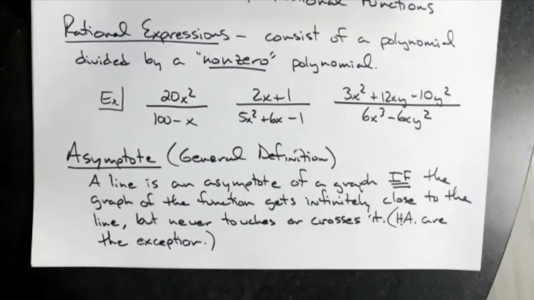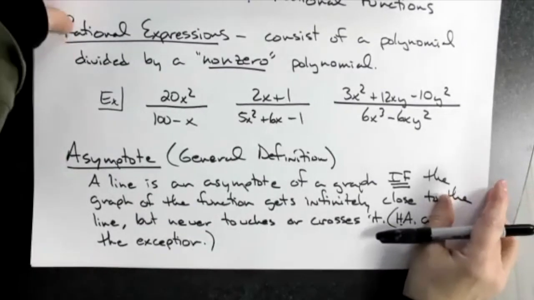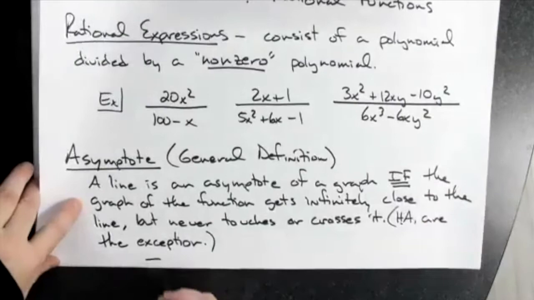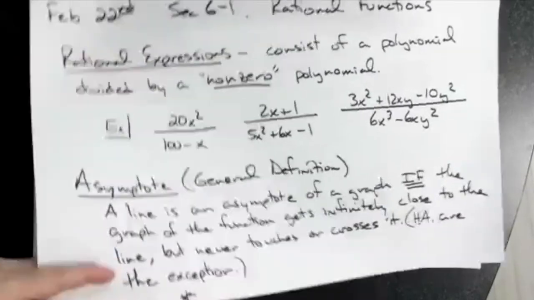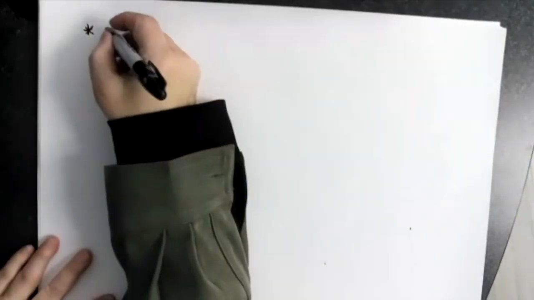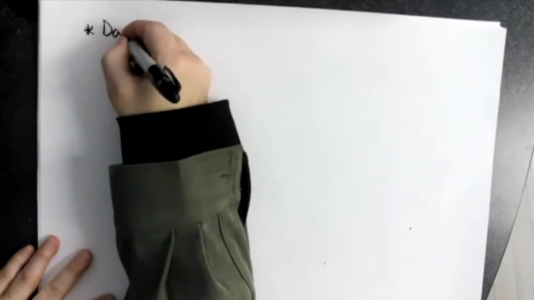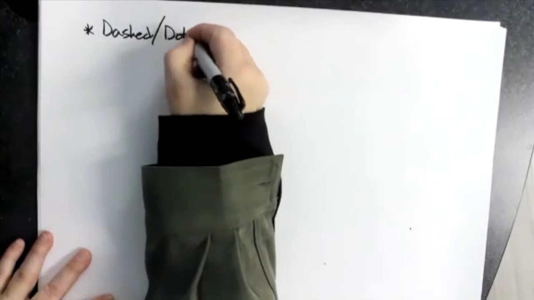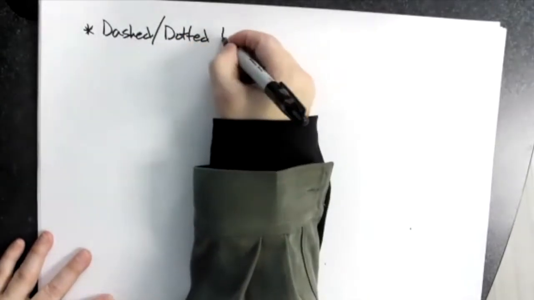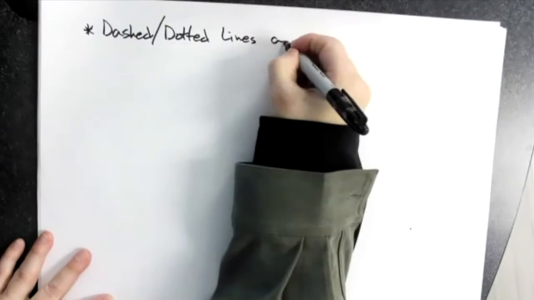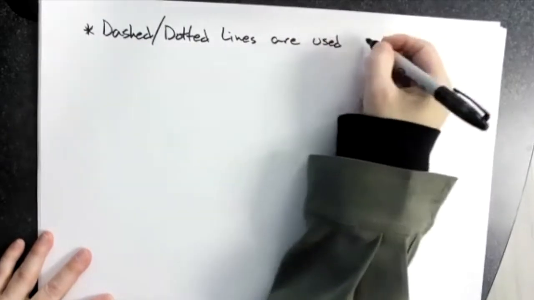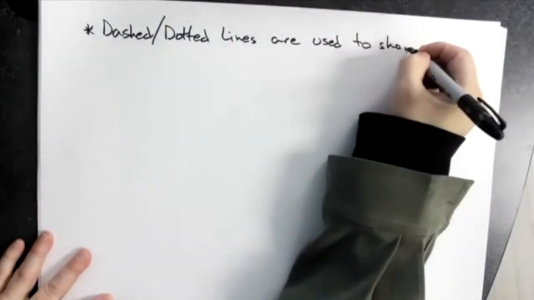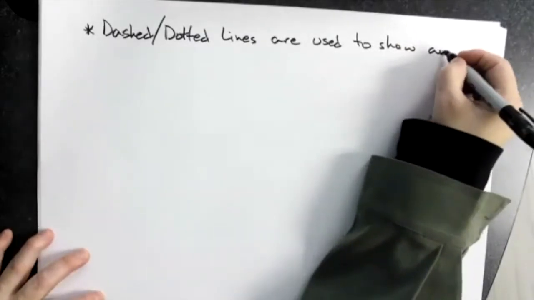Okay, now some additional things. I'm out of room on this piece of paper, so I'm going to make a list of little stars. First little star here: we denote our asymptotes by dotted or dashed lines. They can be called dashed, they can be called dotted. Your dotted or dashed lines are used to show an asymptote.